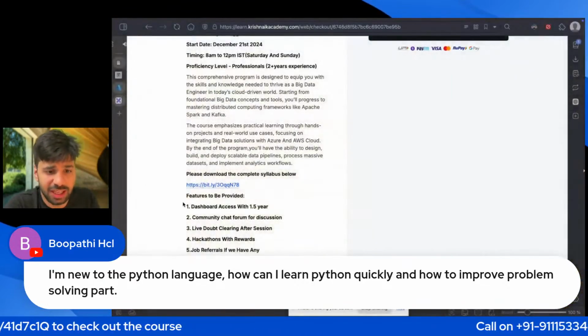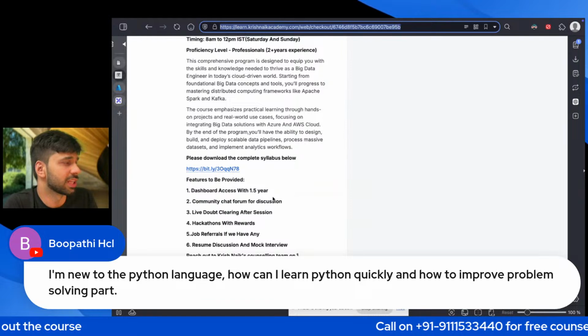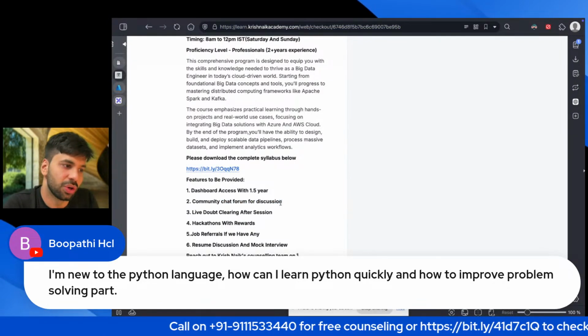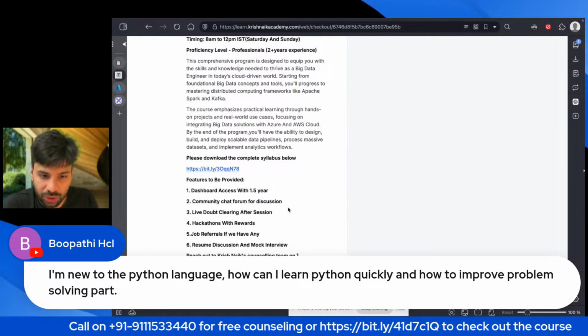But here, see everyone, dashboard access is 1.5 years. So you can access the course for 1.5 years. Community chat forum: everyone who enrolls, you will be able to talk to them. Live doubt clearings after the session.